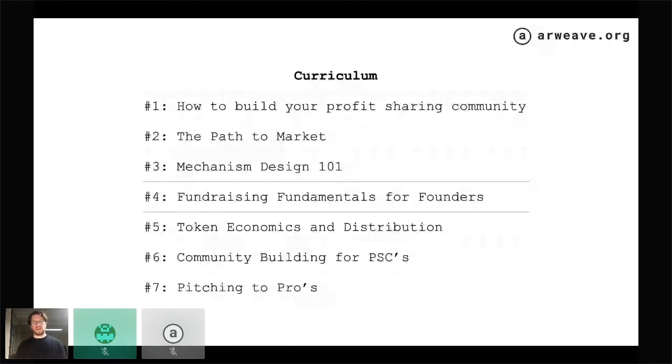The fifth masterclass in this series is centered on token economics and distribution. This will basically help you answer some questions that you'll have at this stage, which will be centered around how much should my total token supply be? How can I implement different types of rewards and distribute these tokens to the appropriate community participants at the right time? All of this will be covered during that session.